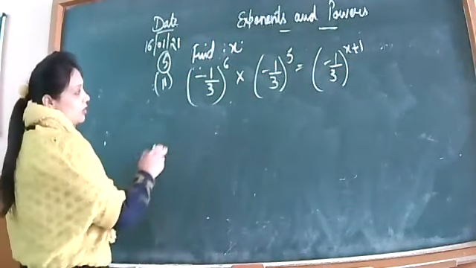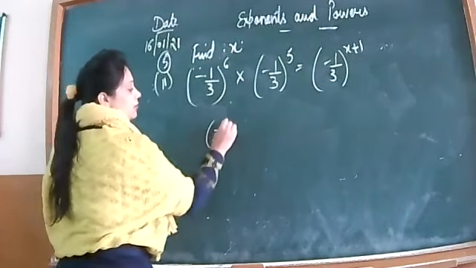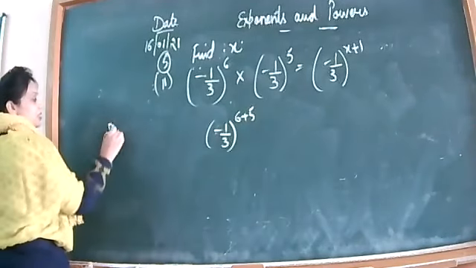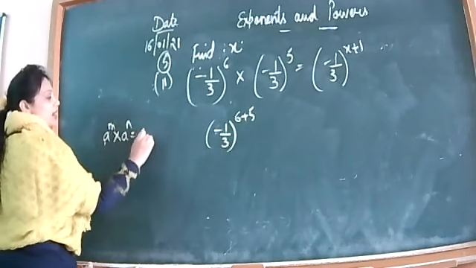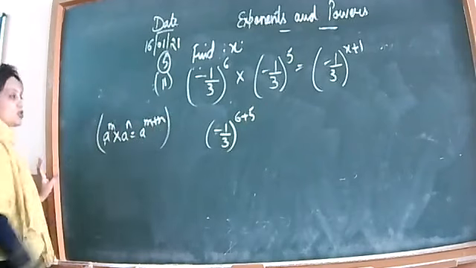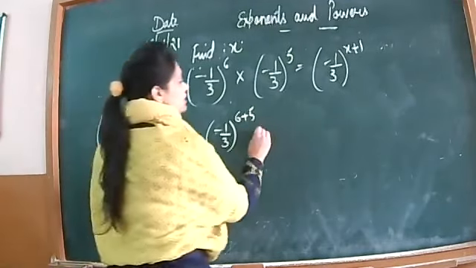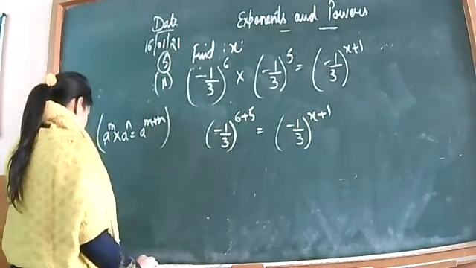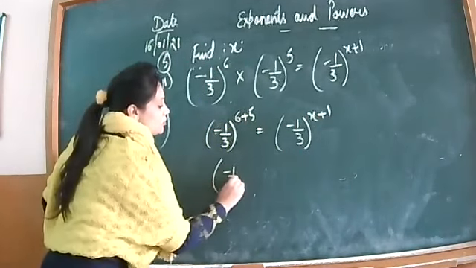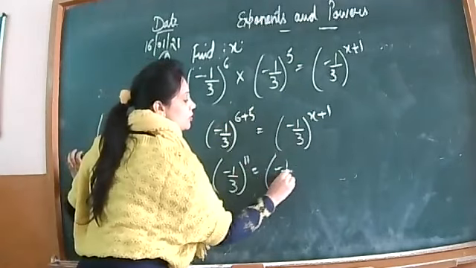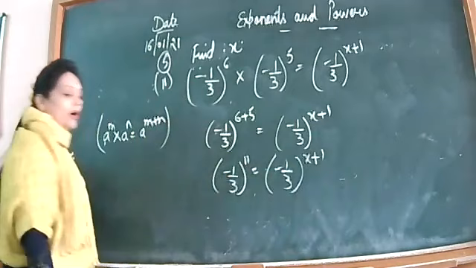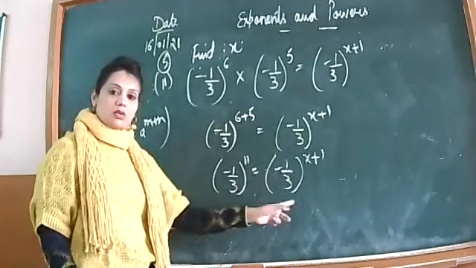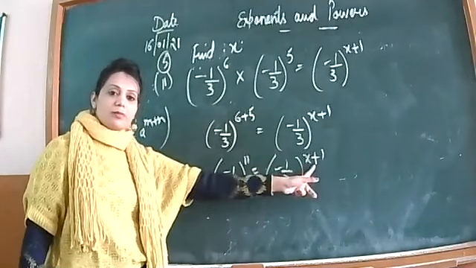By applying the law, the powers get added. It can be written as minus 1 by 3 raised to power 6 plus 5 by applying this law. A raised to power m into a raised to power n, that is a raised to power m plus n. It is equal to minus 1 by 3 raised to power x plus 1. So minus 1 by 3 raised to power 11 is equal to minus 1 by 3 raised to power x plus 1. Now on both the sides, the bases are equal, same base, so the powers will be equal.